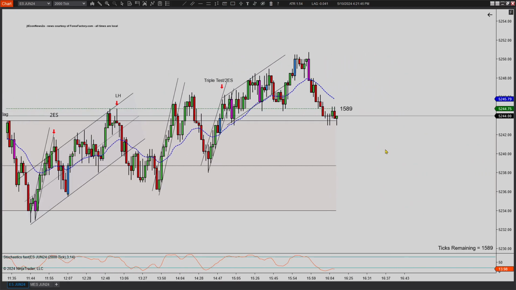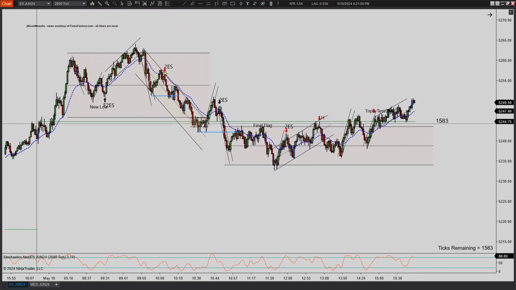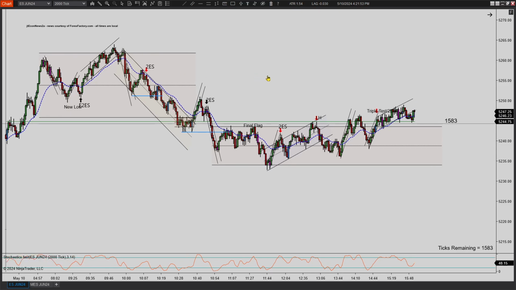So that's my thought process. That's kind of how I'm looking at it. And you definitely have the second entry short here earlier in the day, which seems to be the trade of the day.